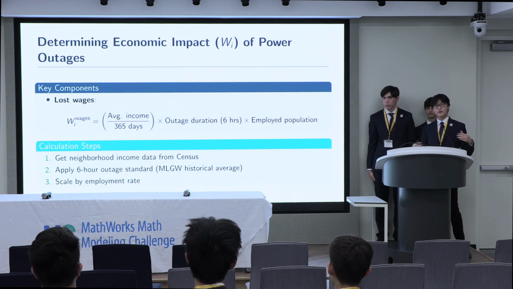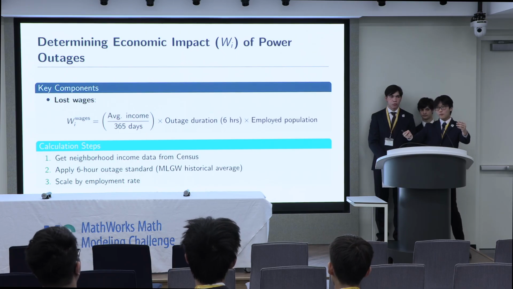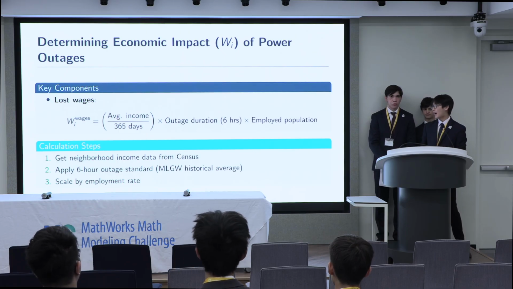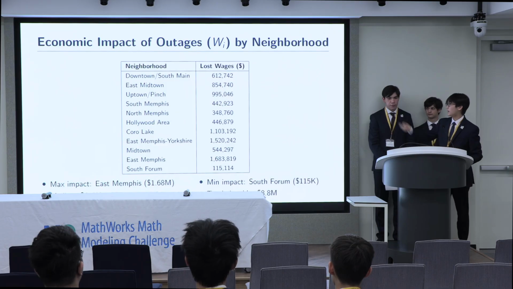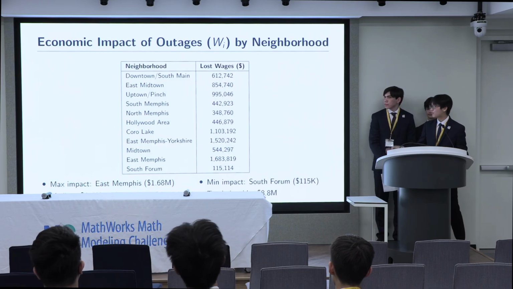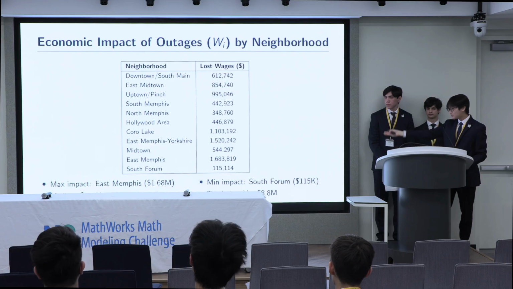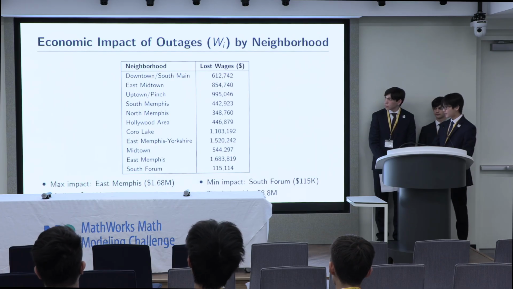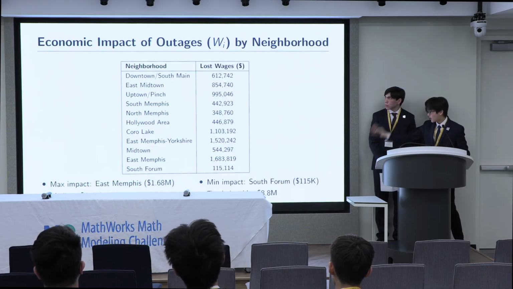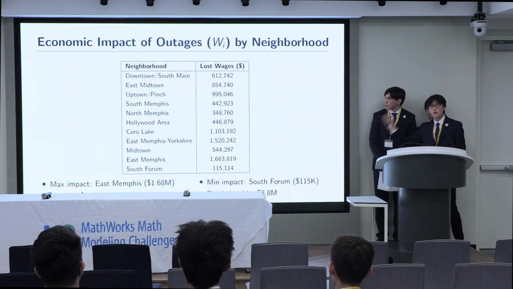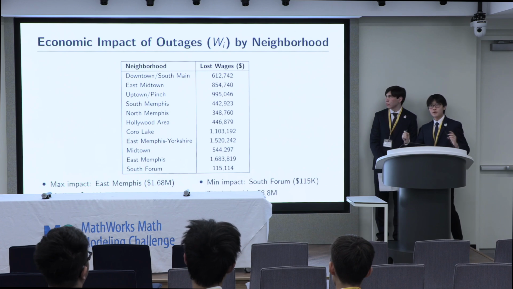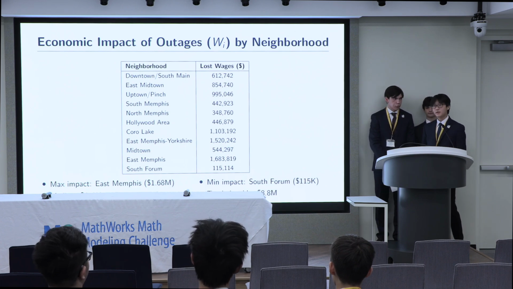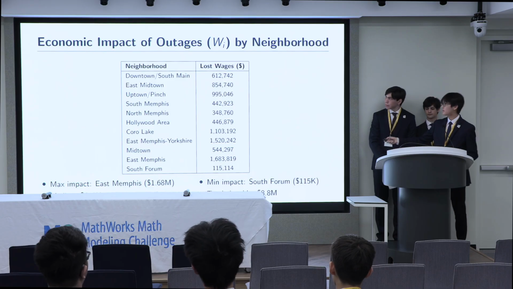In terms of weight, we take a pretty simple approach, and we find the average income that would be lost per person during a 6-hour outage duration. This is also gained from MLGW historical averages. We multiply this by the employed population and get the following result by neighborhood. Clearly, there is a very large range in the lost wages between neighborhoods. East Memphis will lose 1.68 million if there is a power outage, and South Forum will lose 115,000. The large range of values strongly motivates an optimized approach, as simply placing an emergency center next to each neighborhood would not adequately protect people, especially when we consider the resource constraints that the government deals with.